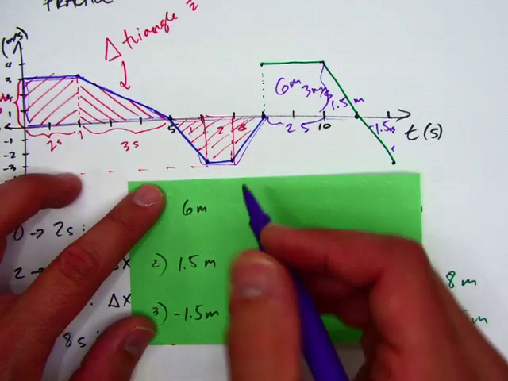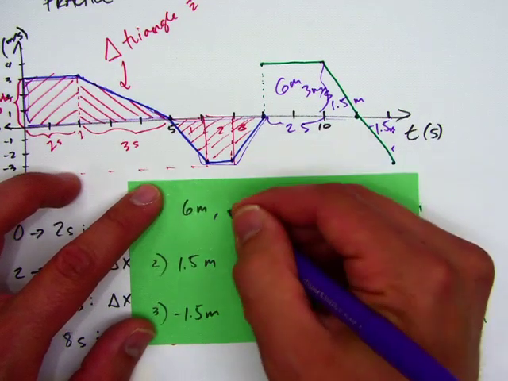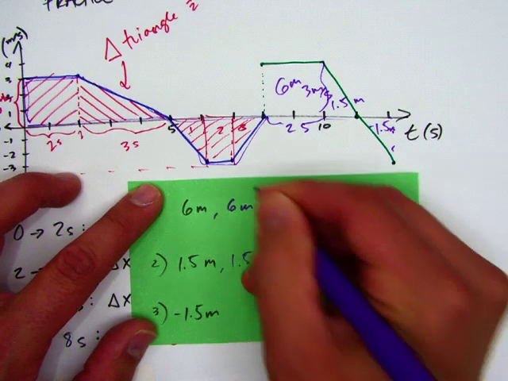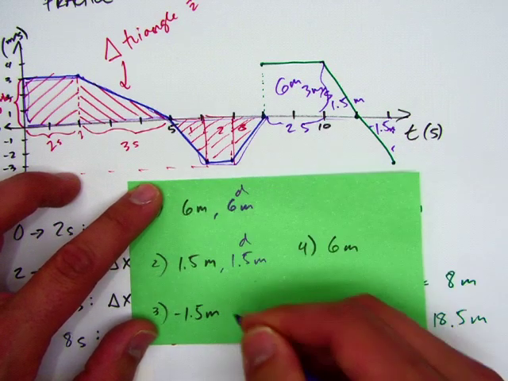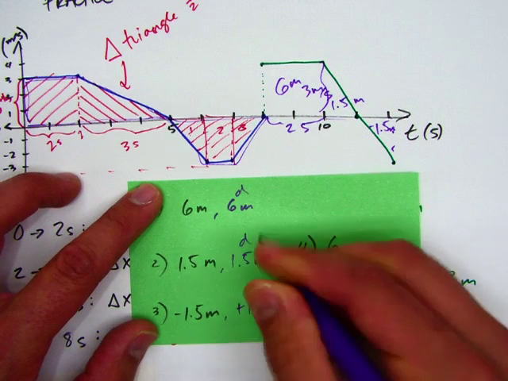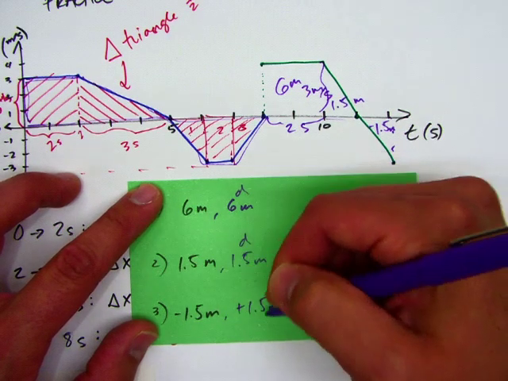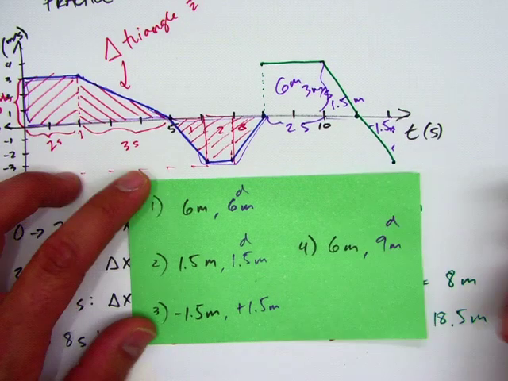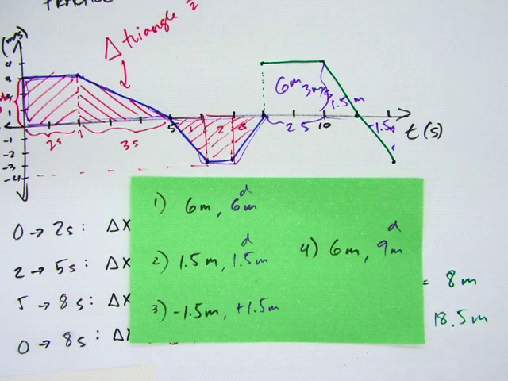Let's go distance now. Okay, I didn't write that down. Distance, the same here, the same here. These are my distances. Positive 1.5 for the last one, and then 1.5 plus 1.5 is 3, plus 6, 9 for the overall. And that's finding displacement and distance from a velocity time graph.